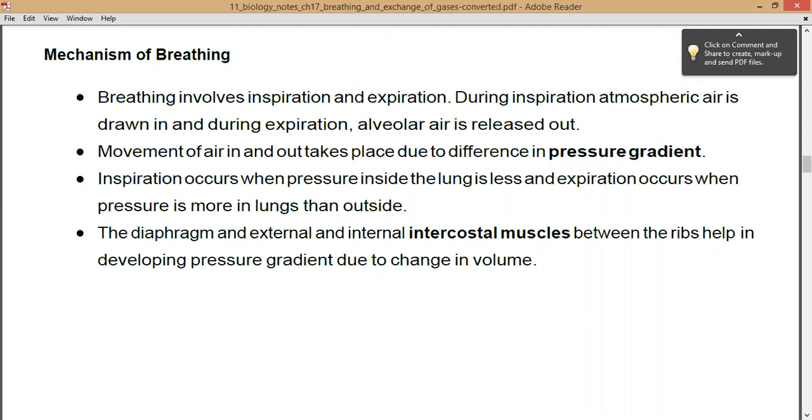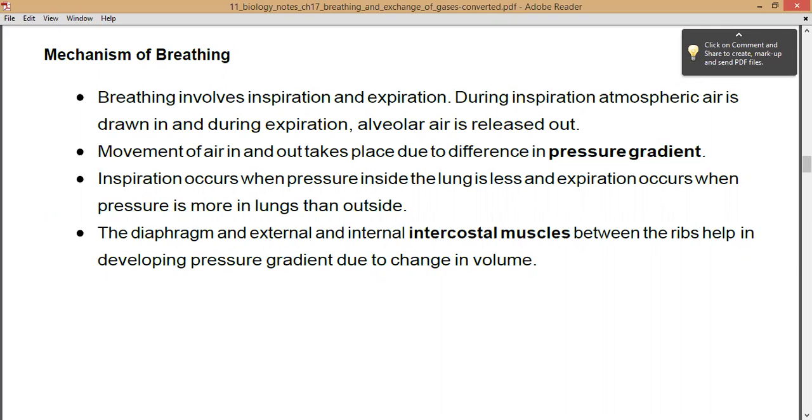So this is the main difference: in inspiration, the pressure in the lungs is less, while in expiration the pressure is more, right? Now the diaphragm plays a very important role in the breathing process, along with the external and internal intercostal muscles. These intercostal muscles are present between the ribs, both externally and internally. Whatever muscles are present around the ribs are known as intercostal muscles.